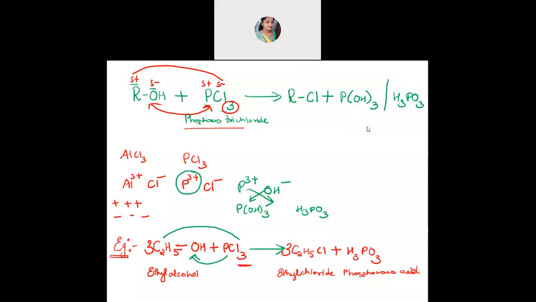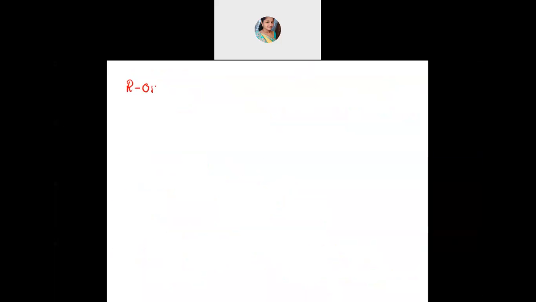Yes, over. Second one is done. Alcohol with PCl3 gives you RCl plus phosphorus acid. Okay, let me go for the next one. Next is alcohol ROH with PCl5. This is phosphorus pentachloride. Okay, now see, the reaction proceeds in a little different way here.